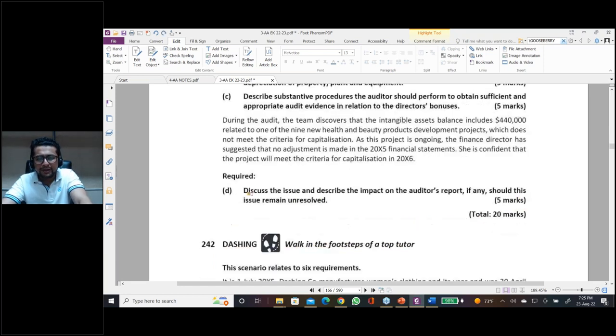So read the requirement, discuss the issue. You have to discuss the issue from the question itself, and you will get 1 mark for that. And then describe the impact on the auditor's report. So you have to tell me what accounting treatment should have been adopted by the client, what mistake they have already performed, and what the materiality of the issue is. If the issue remains unresolved, you have to explain what impact it will have on the audit opinion and on the audit report.